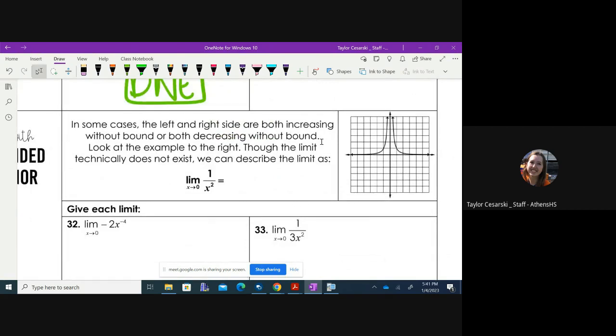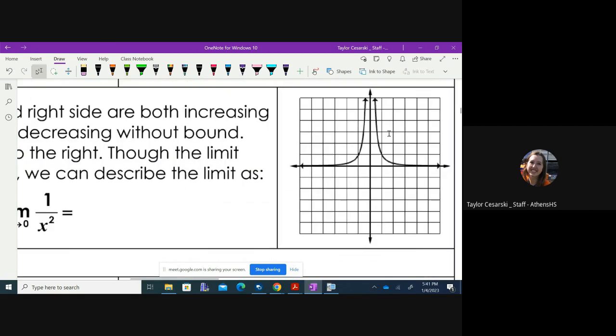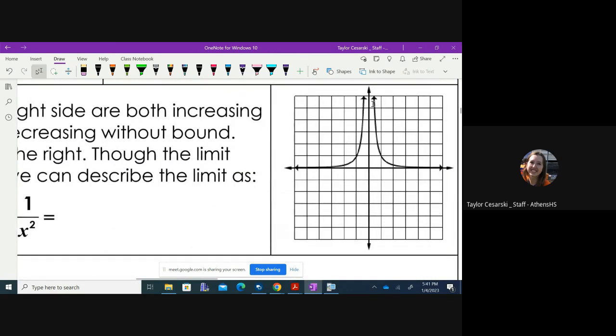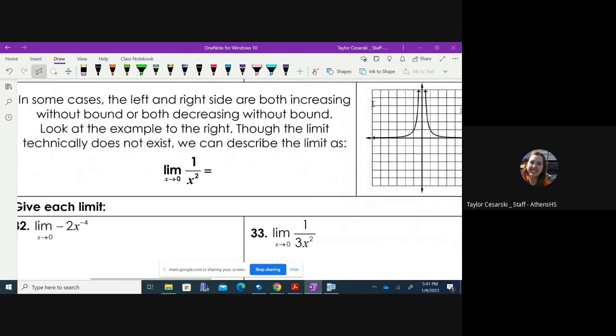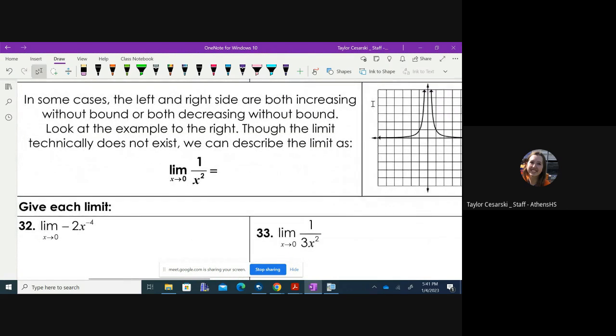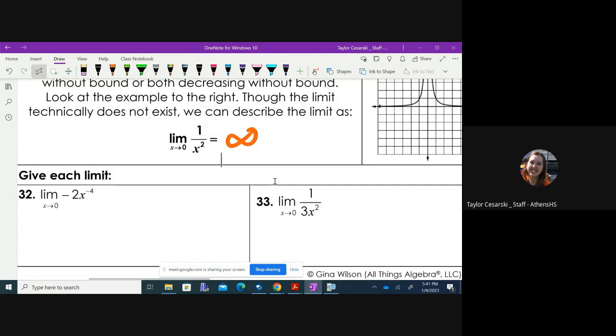In some cases, the left and right side are both increasing without bound, meaning forever, or both decreasing without bound. For example, in this case here, even though this is a vertical asymptote, it's not like one is going up and one is going down. Those are both headed up. Though the limit technically does not exist, we can say that this heads towards infinity because they both go up.